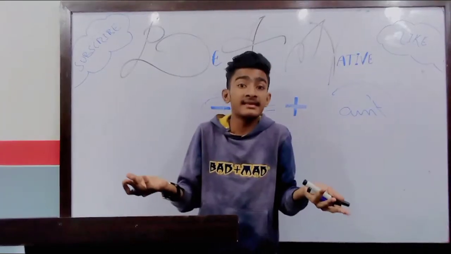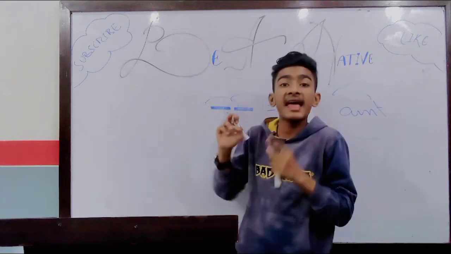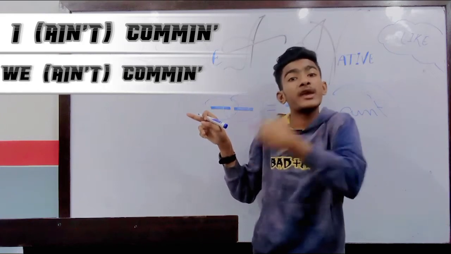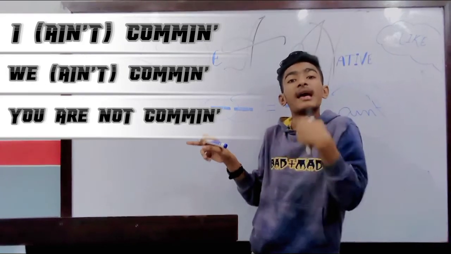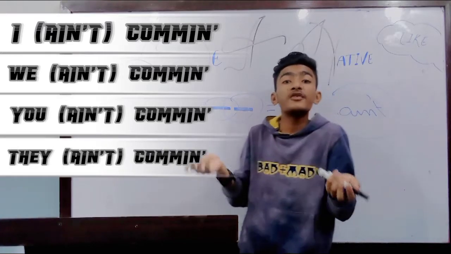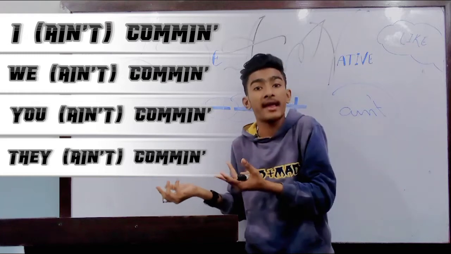So let's make some sentences on that. For example, first of all, talk about am not. You can say, I am not coming, I ain't coming. We are not coming, we ain't coming. You are not coming, you ain't coming. They are not coming, they ain't coming. Instead of using all these, you can use ain't in a better way.